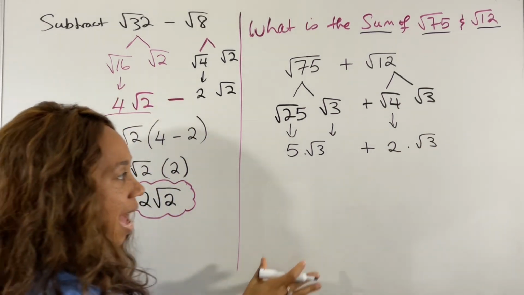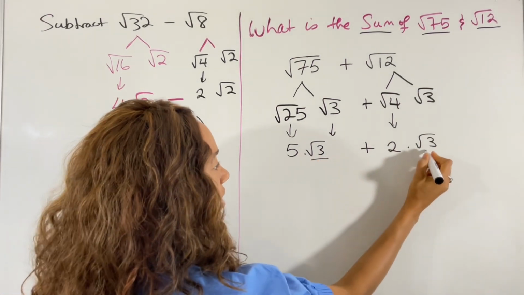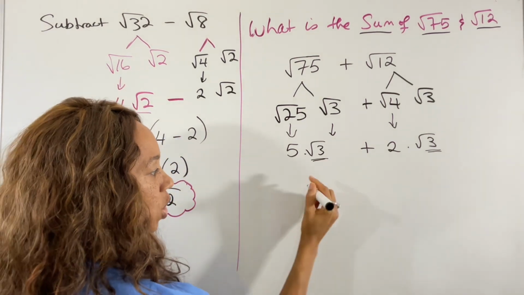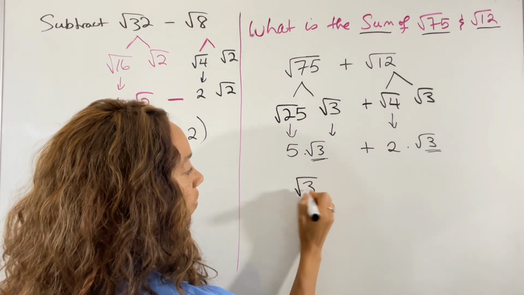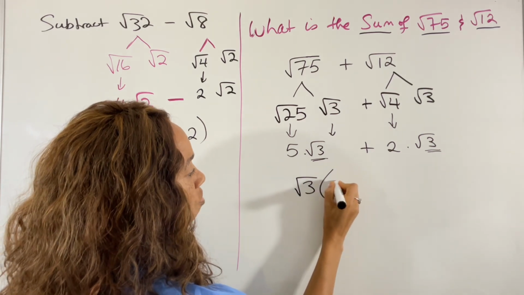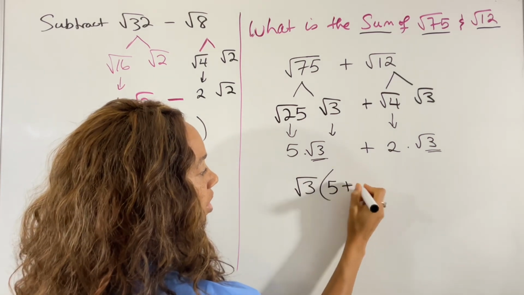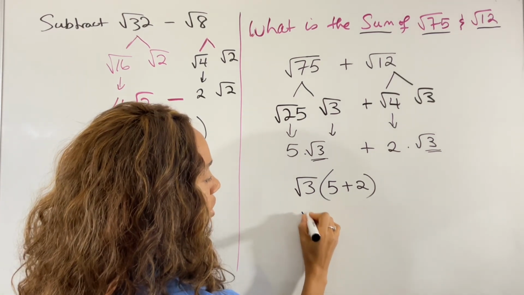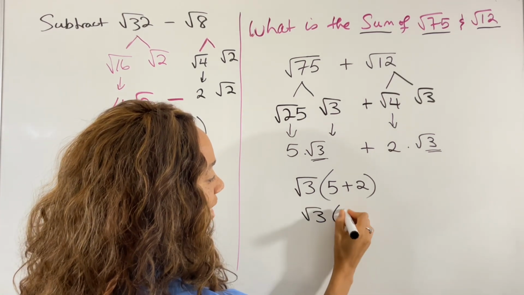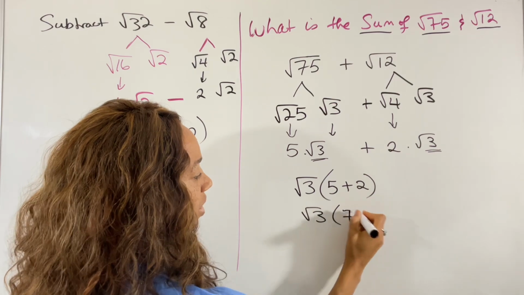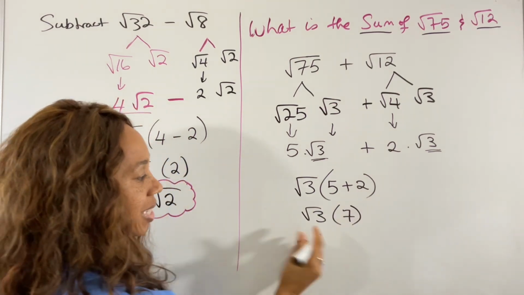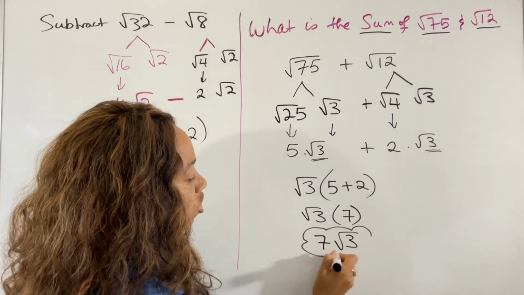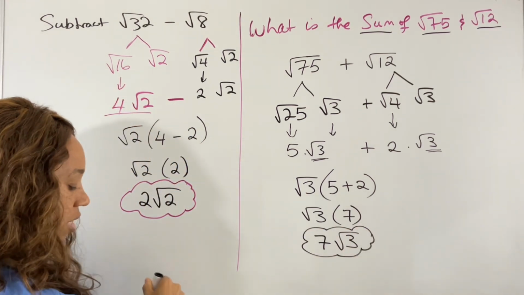You will notice that the radicand are the same in both terms. So you will take that out, and you will now write the coefficient inside the parentheses. So now you will have radical 3, open parentheses, 5 plus 2 is 7. But don't leave your answer like this. You're going to write 7 radical 3, and that is going to be your final answer.